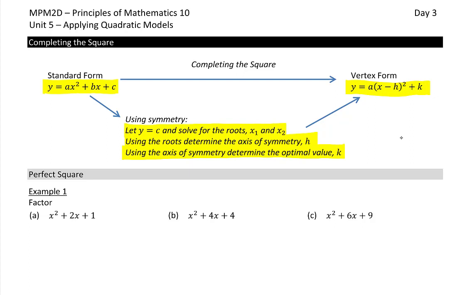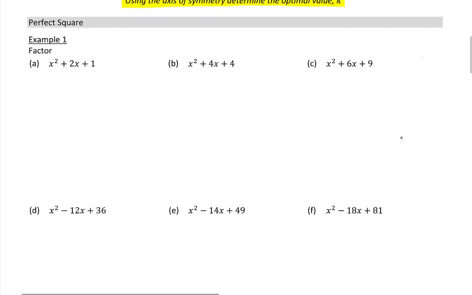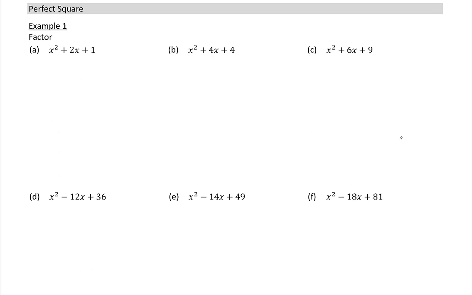Today, we're going to look at a direct method from going from standard form to vertex form. So we can skip using factoring or using symmetry. But before we can continue, we need to understand what a perfect square is. So in example 1, we have 6 quadratics which are perfect squares. And to show you what a perfect square is, we're going to factor these 6 quadratics.